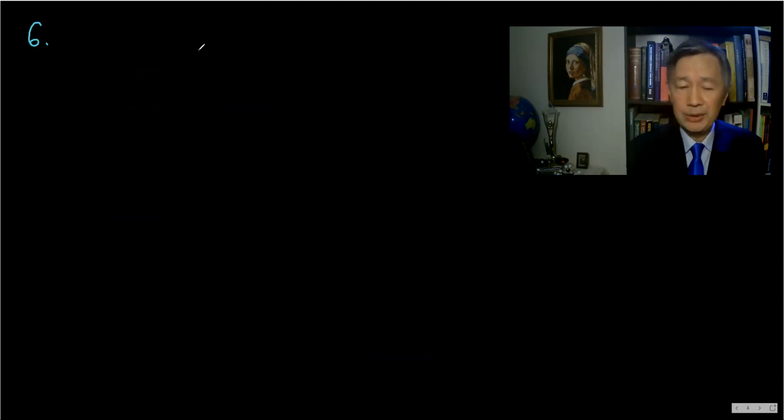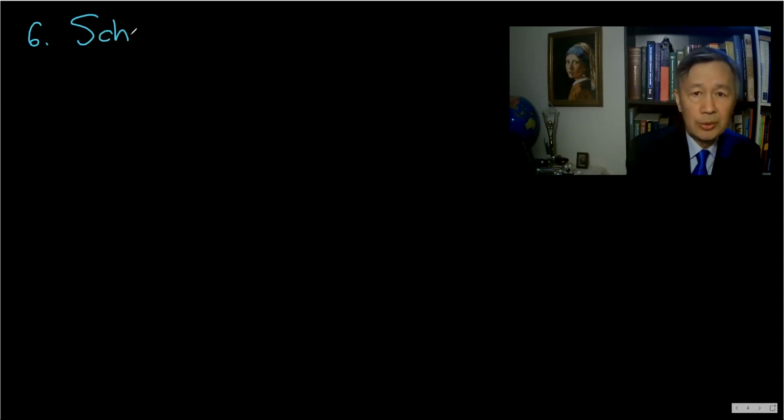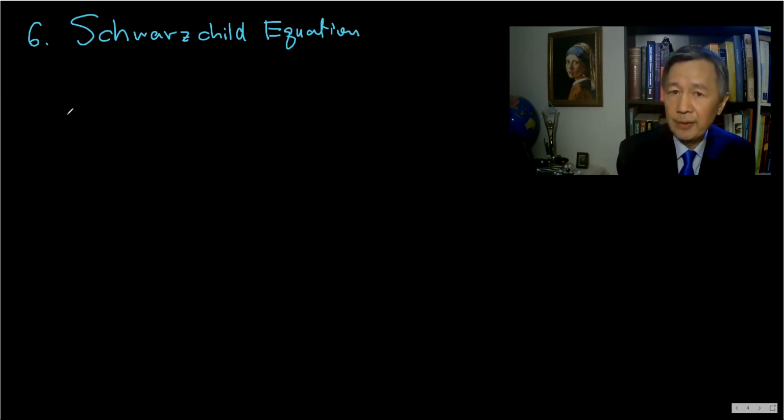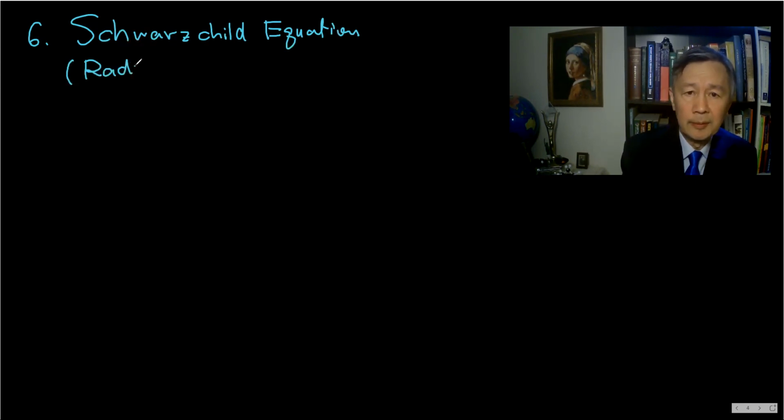Next, we're going to talk about another basic equation. Let me write down the name first: the Schwarzschild equation. It is also known as the radiative transfer equation. That is the same equation. It's called the radiative transfer equation.